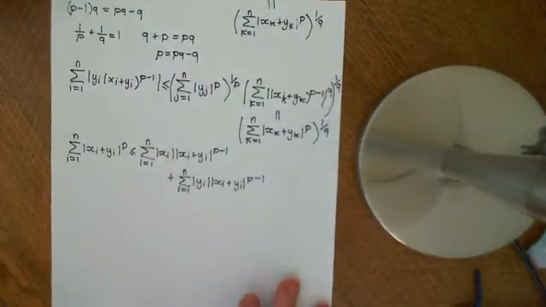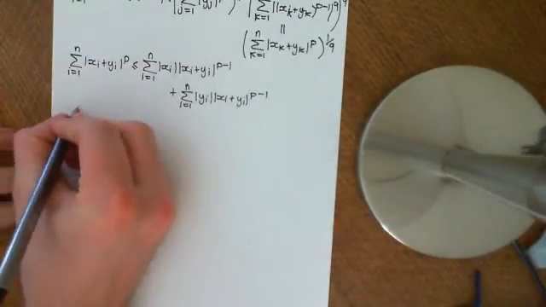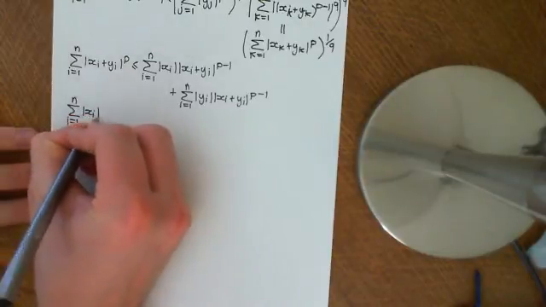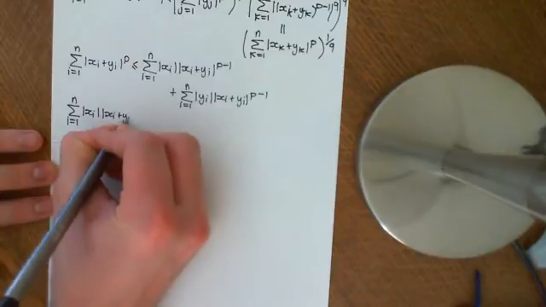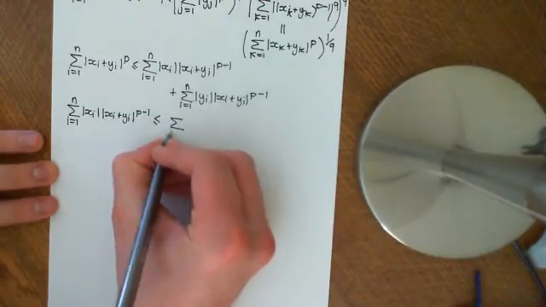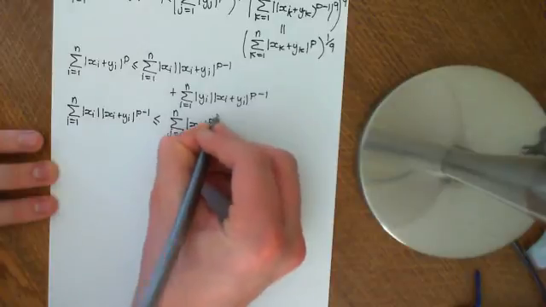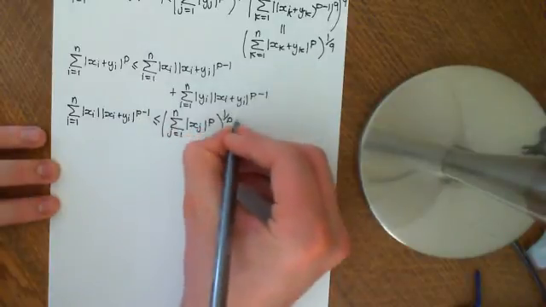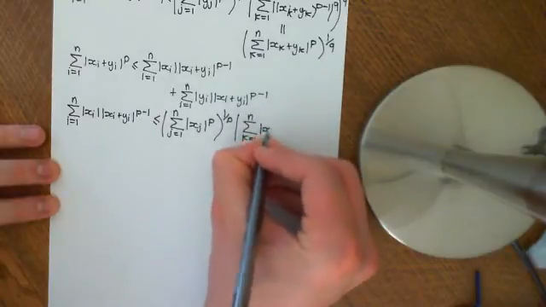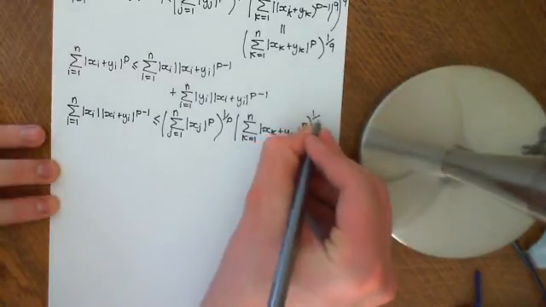Now, through Hölder's inequality, if I just summarize everything that we've done so far, we got that the sum from i equals 1 to n of the modulus of x_i times the modulus of x_i plus y_i to the power of p minus 1 is less than or equal to the summation j equals 1 to n of |x_j|^p, all of that to the power of 1 over p, times the summation k equals 1 to n of the modulus of x_k plus y_k to the power of p, all of that to the power of 1 over q.